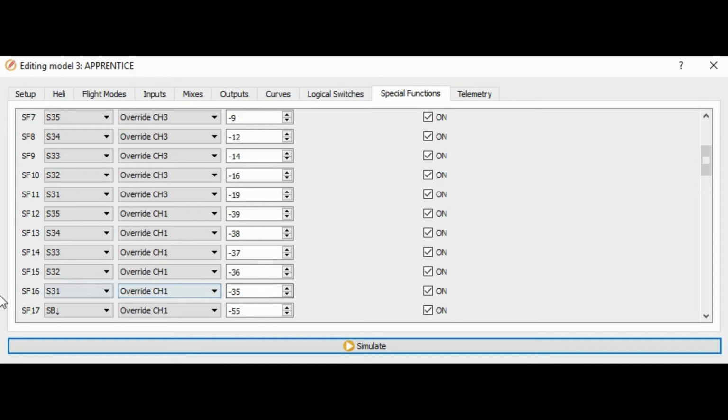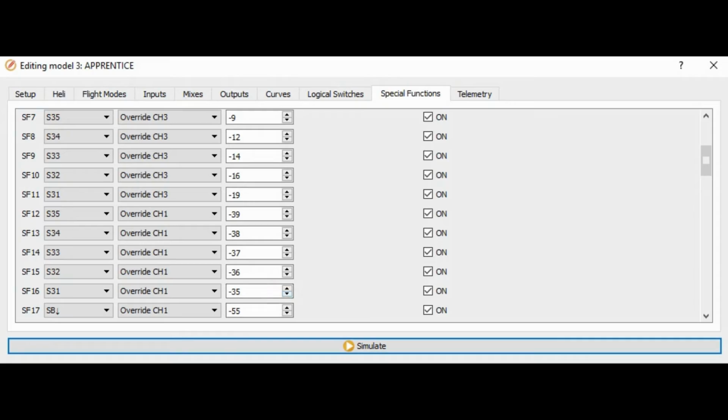And then I created another switch, the SB, all the way in, and that one overrides the channel 1, the throttle, at minus 55, which is around 6 amps. So minus 39 is around 11 amps, and minus 35 is around 13 amps, and that's to make more throttle every time that I put more elevator.